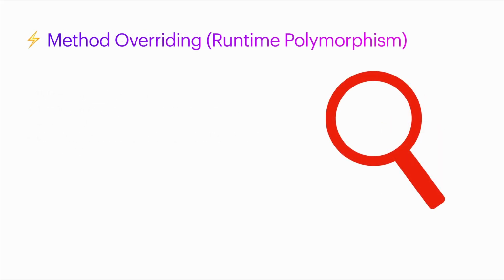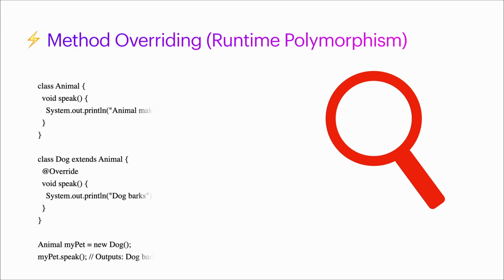Okay, so an example of method overriding using runtime polymorphism. Now, this is an example. There is a class of Animal, and the first method is speak. Animal makes a sound. Then a class of Dog comes to extend the Animal class, and again it overrides it by saying Dog barks. It overrides the speak method.